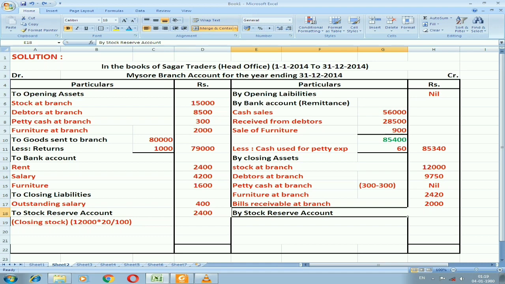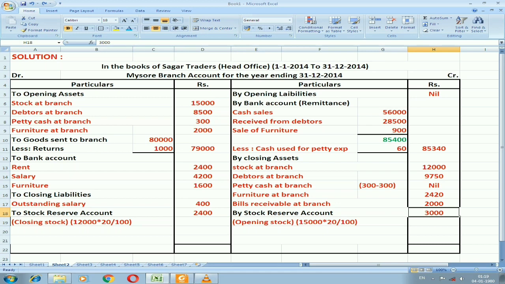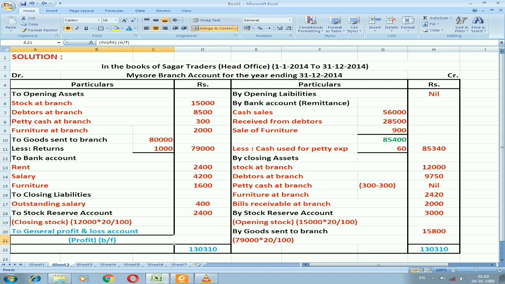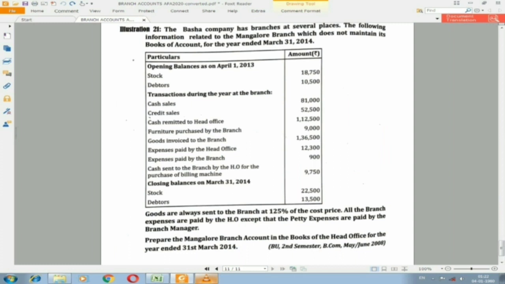On the other side, you're going to take on opening stock on the amount of 15,000 into 20 divided by 100, you will get 3,000. On the goods sent to branch, also we're going to apply it, 79,000 into 20 divided by 100, you will get 15,800. The more amount will come on credit side, that is 1,30,310. Same total on the other side, we'll get a profit balance amount of rupees 14,510.